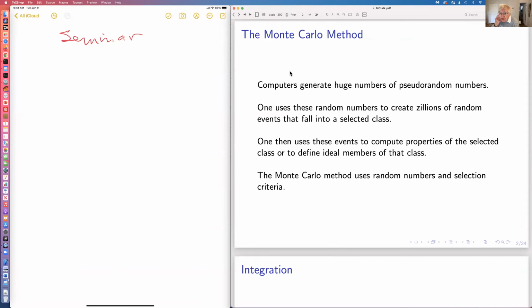What you must know is that computers can generate huge numbers of pseudo-random numbers. One can then use these random numbers to create zillions of random virtual events that fall into a selected class. And then one can use these events to compute the properties of the selected class or to define ideal members of that class. And so the two things in the Monte Carlo method are randomness and selection.